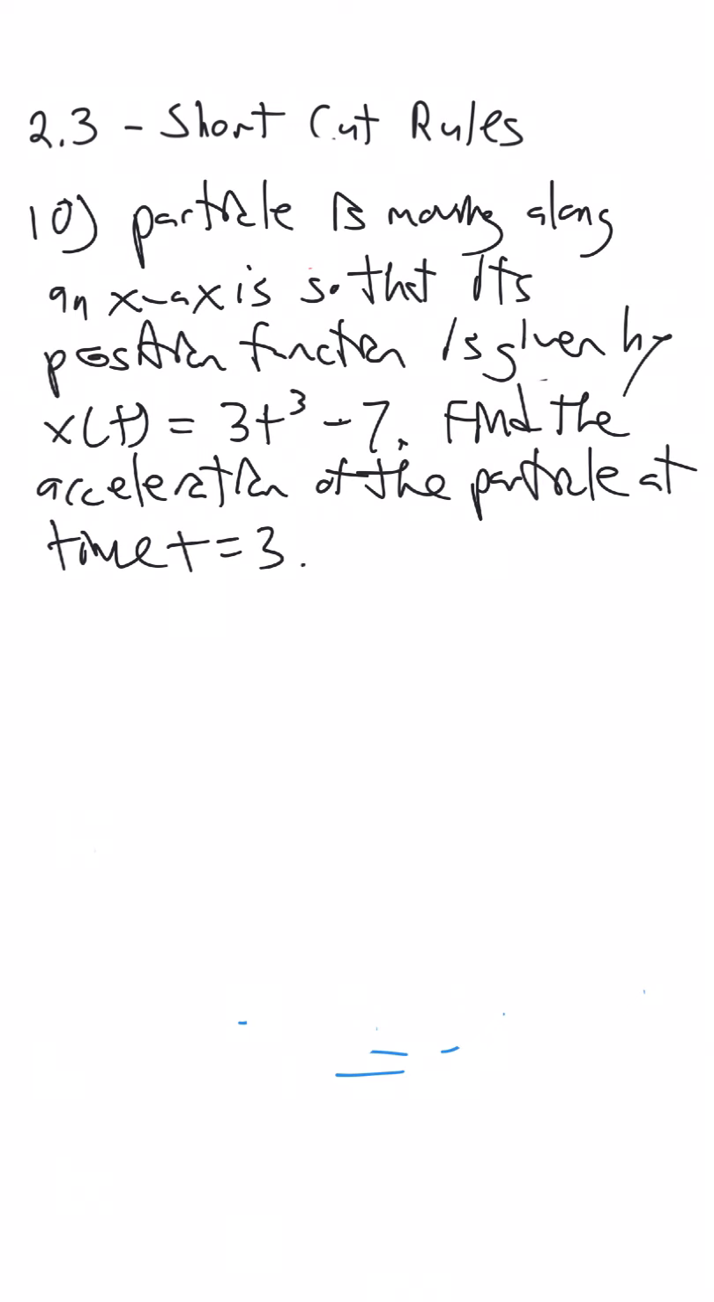Okay, could you do it? How would you approach this? Well, you're given a position function, so you need to take the derivative, x prime of t. Why would you take x prime of t? What does that give you? That gives the velocity function, right? Use the shortcut rules. What's the derivative of 3t cubed? 9t squared. What's the derivative of 7? 0. So that's your velocity function.